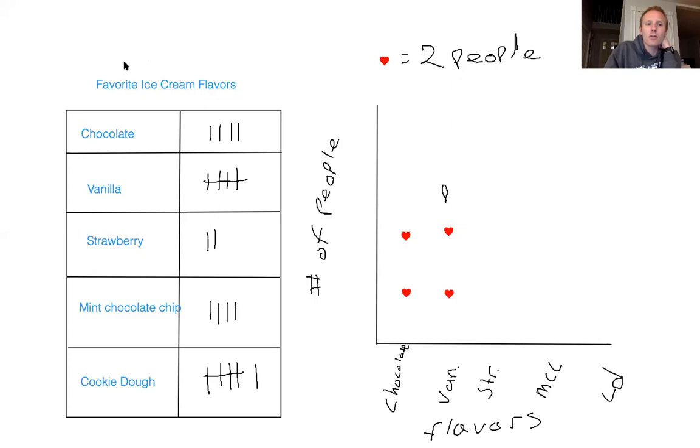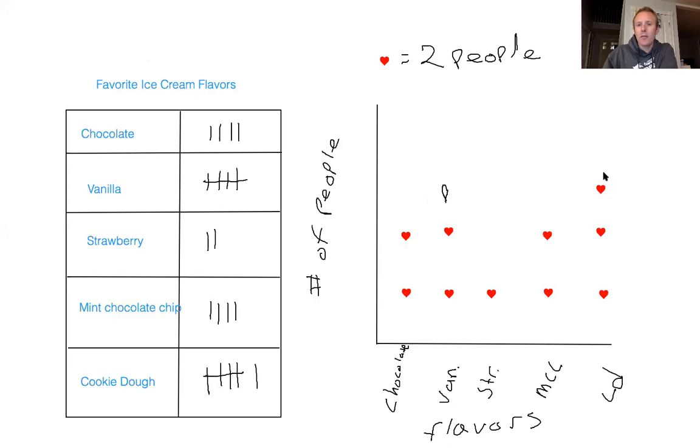Strawberry is straightforward. It just has 2, so it gets 1 heart. Mint chocolate chip is straightforward because it has 4. So 2, 4, and then cookie dough is going to get 2, 4, 6. Now, this time you can see that cookie dough and vanilla ended up on the same line. They went equally high on our graph.